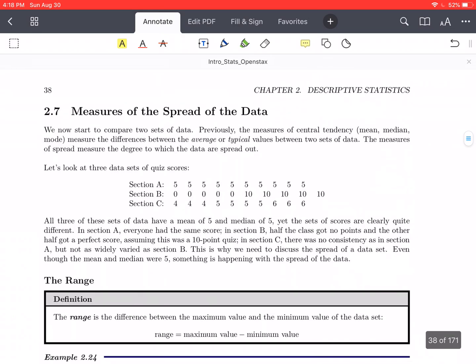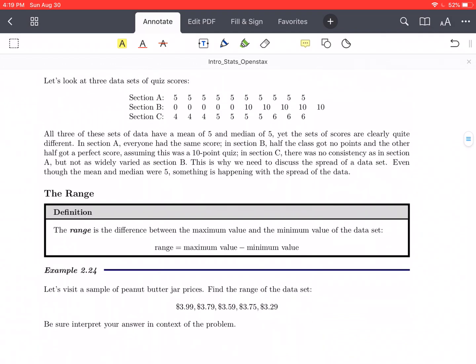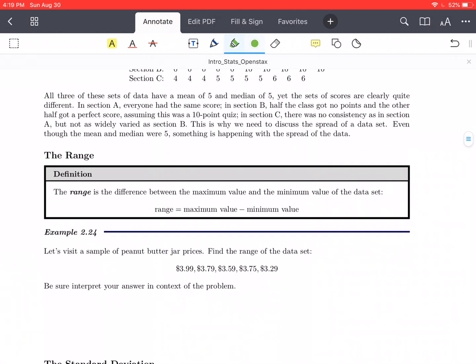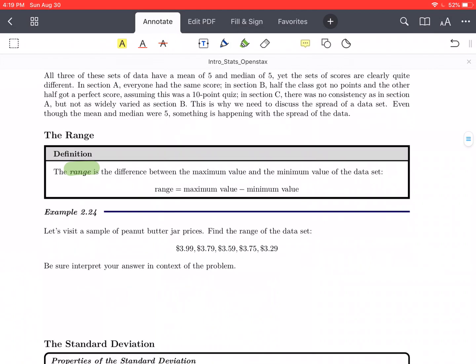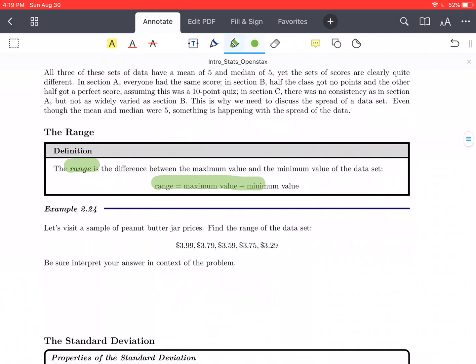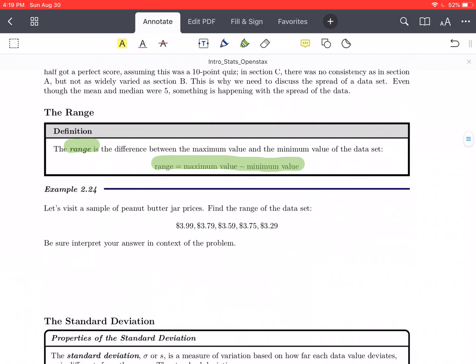Now we get to measures of the spread of the data. So we looked at measures of central tendency, so the mean, median, and mode, right? Different ways of looking at the middle of the data. Now we're going to look at how spread out the data is. So we're going to start off just talking about the range. So the range is the difference between the maximum value and the minimum value of the data set. Okay, so the range is max minus min. And that tells you how widespread it is.